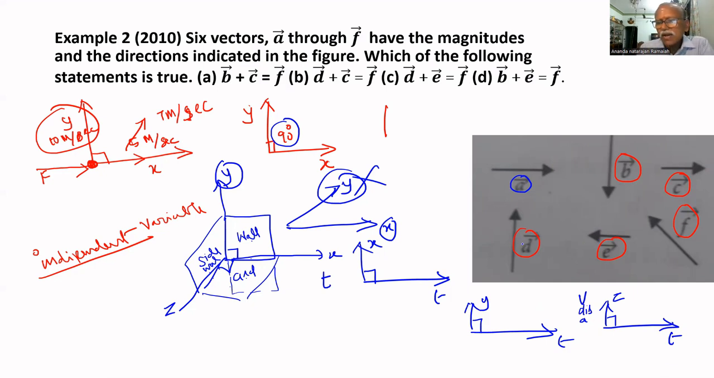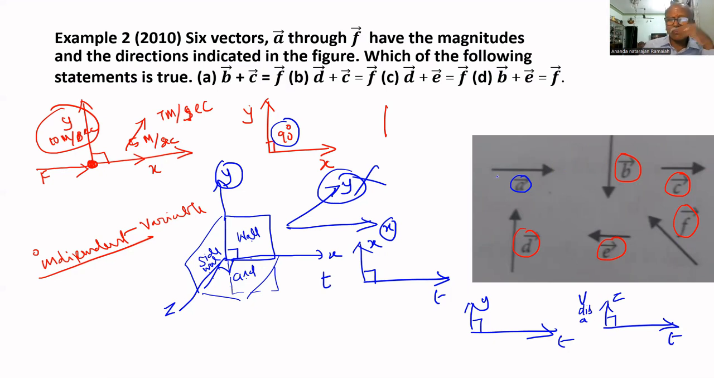So A and D are independent. A and E are dependent; they are not 90 degrees. A and B are independent. A and C are dependent. A and F are dependent.